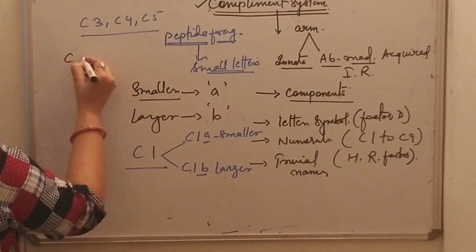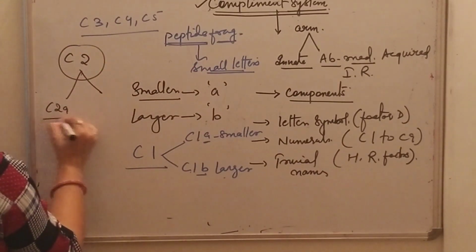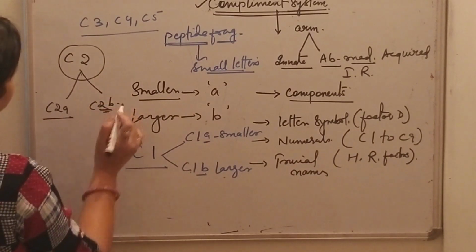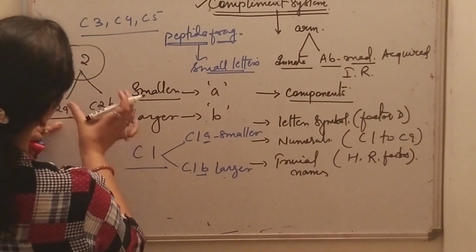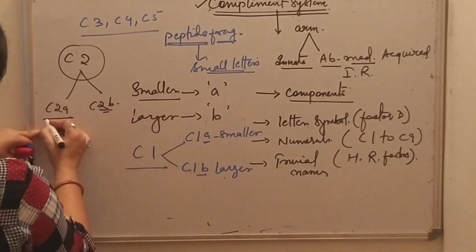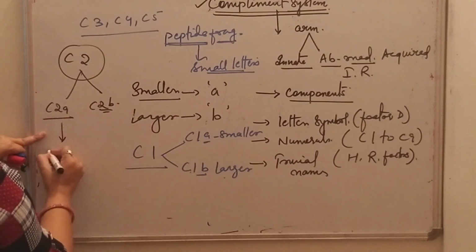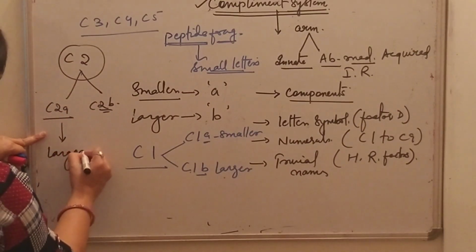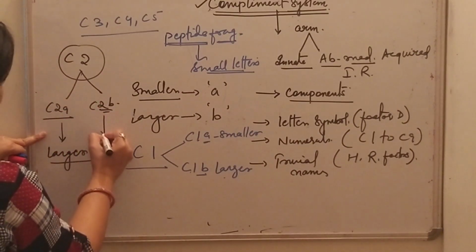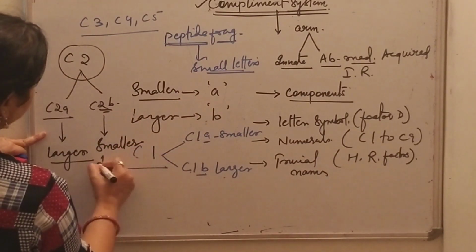What happens in case of C2? C2a and C2b are the two peptide fragments formed by activation of a component, and these are designated by the small letters. But in case of C2, C2a is the larger fragment and C2b is the smaller fragment.